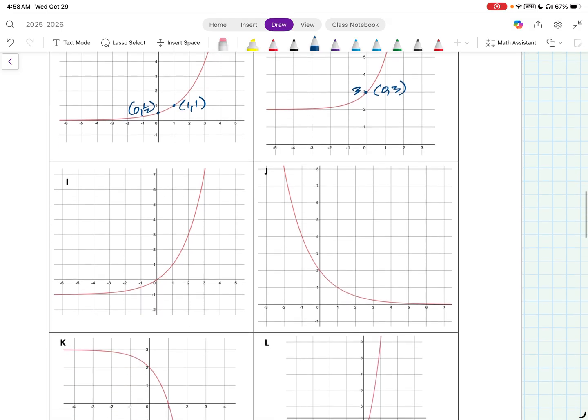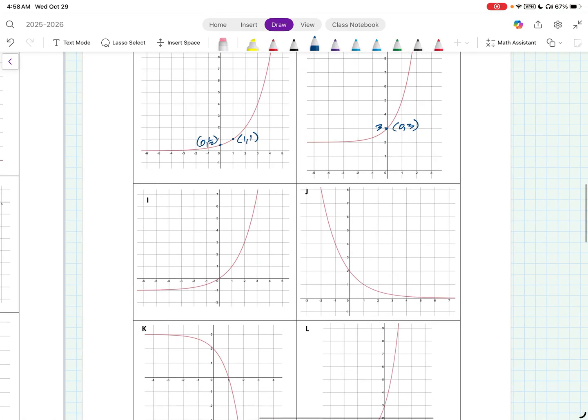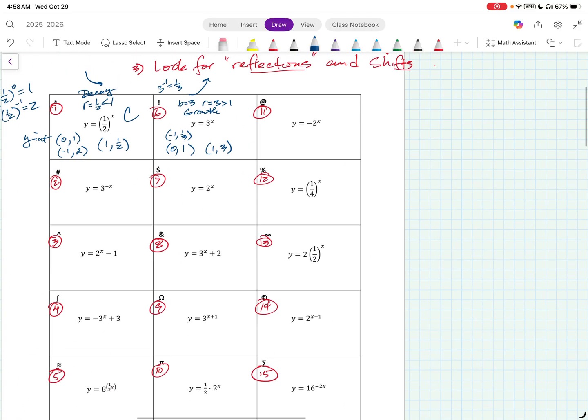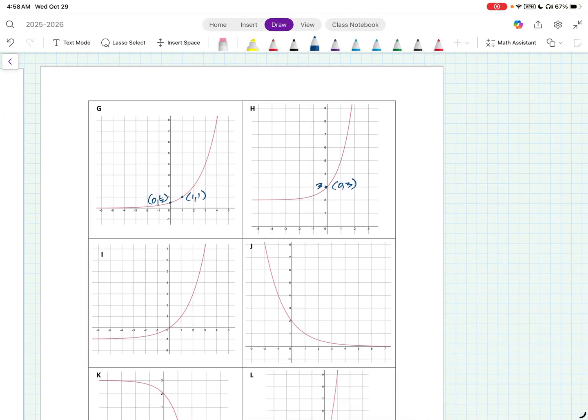Oh, look at graph I, that's growth too. It goes through the origin. So where is it? What am I looking for? Now I lost track. So I'm looking for 1 comma 3. We found it. There we go. Where was it?